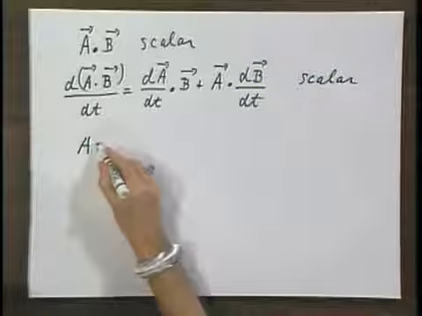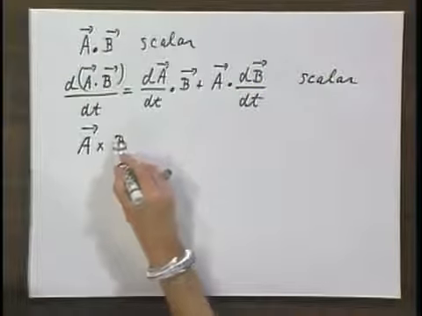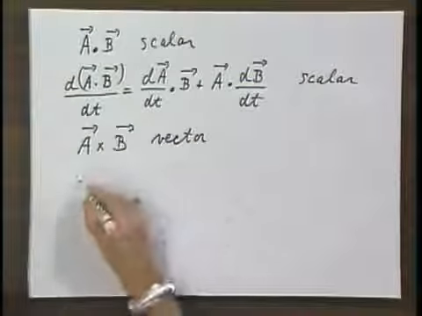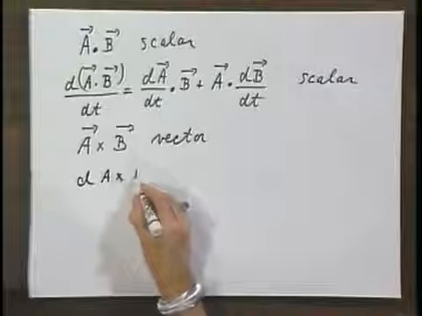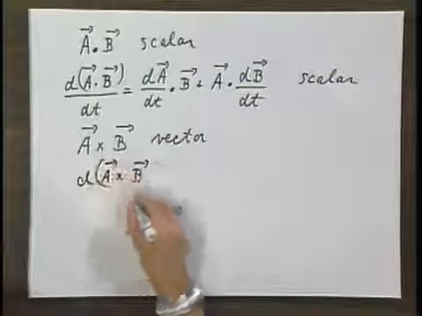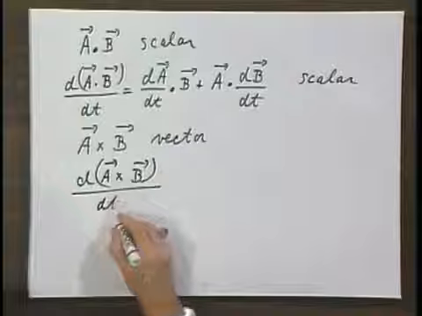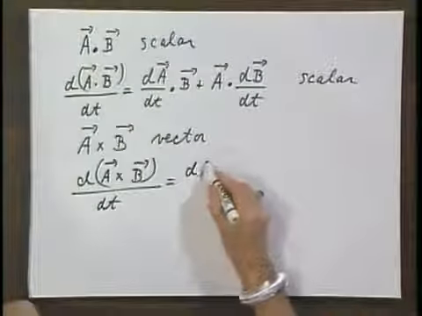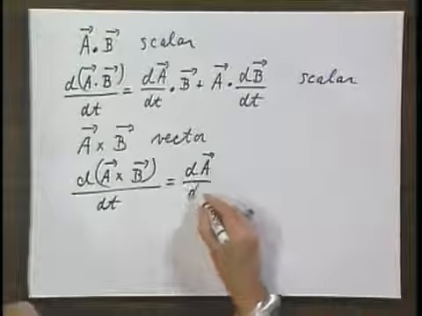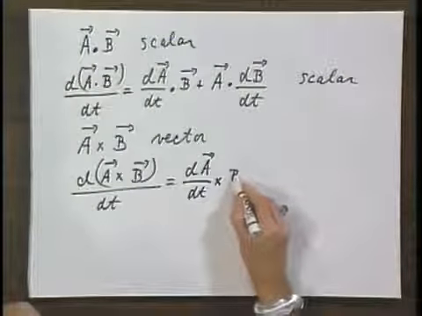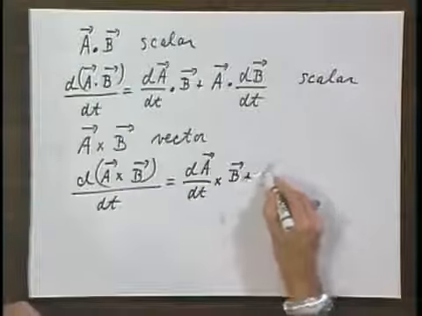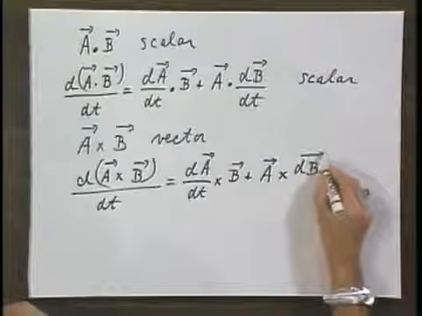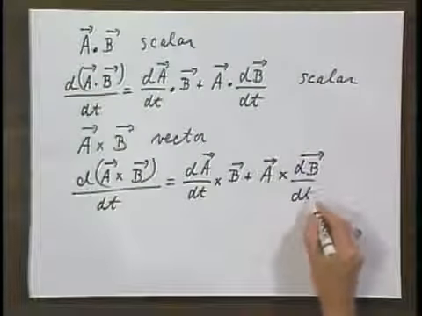A cross B is a vector. The time derivative of the cross product of A and B, again I apply the chain rule, would be dA/dt crossed with B plus A crossed with dB/dt.